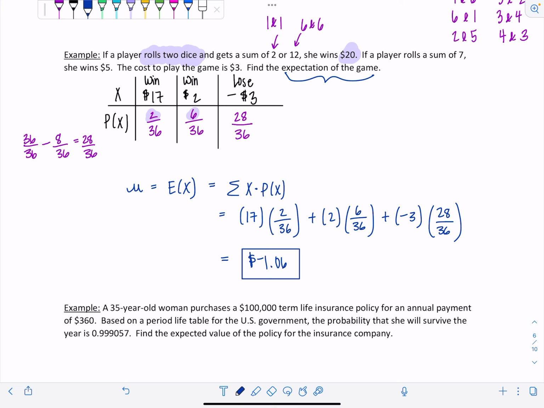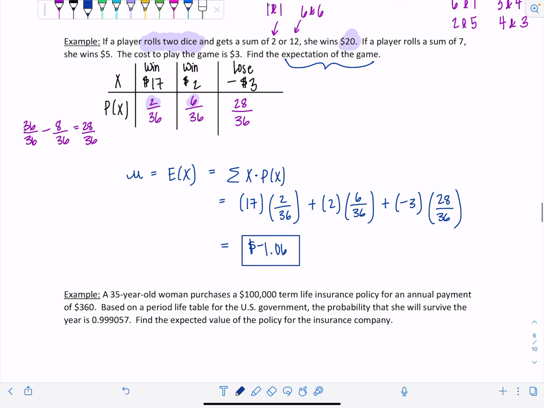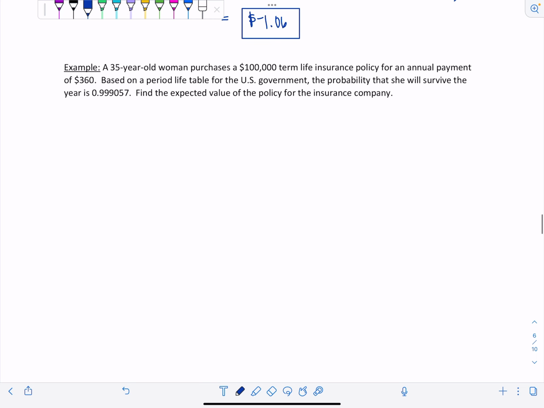Let's look at another example, maybe a little depressing, maybe not, about life insurance. A 35-year-old woman purchases a $100,000 term life insurance policy for an annual payment of $360. Based on a period life table for the U.S. government, the probability that she will survive the year is 0.999057. Find the expected value of the policy for the insurance company.